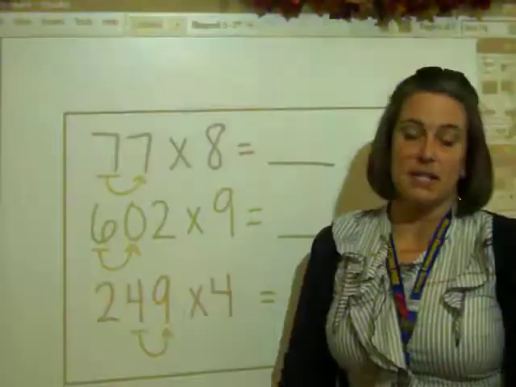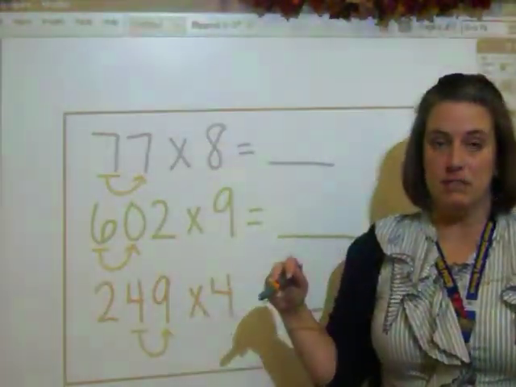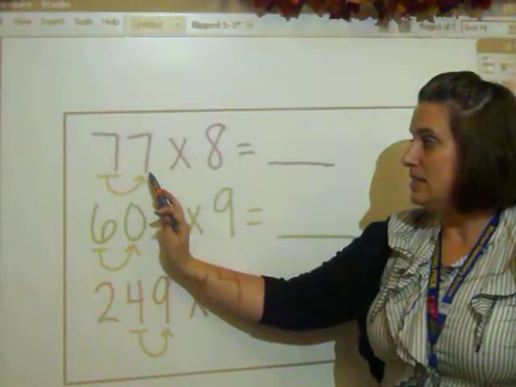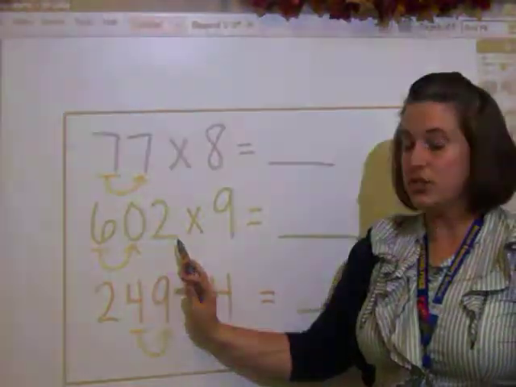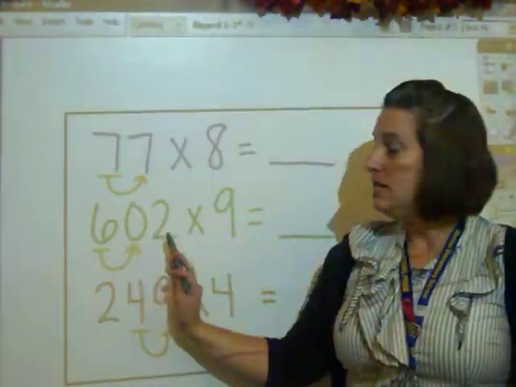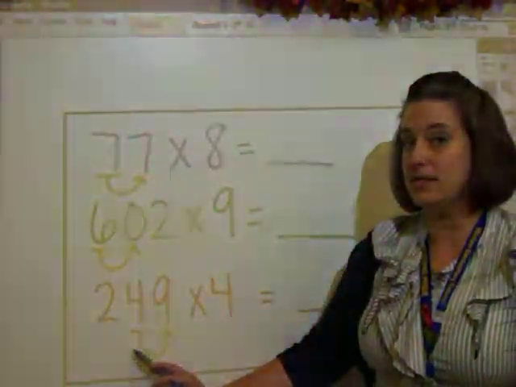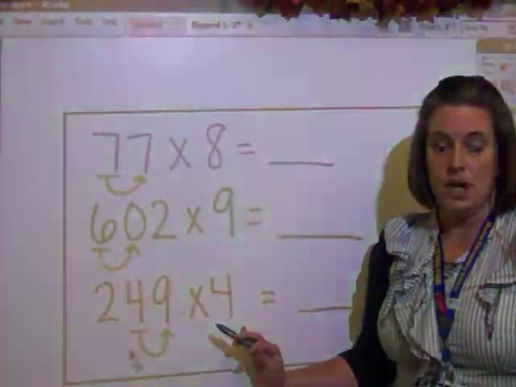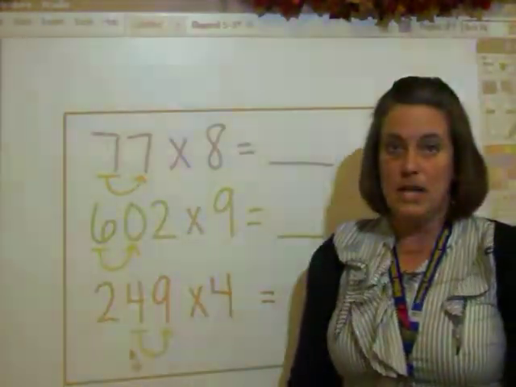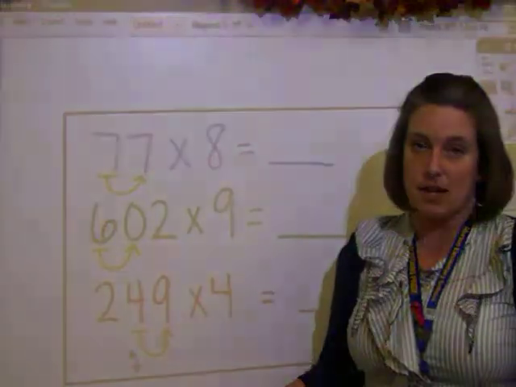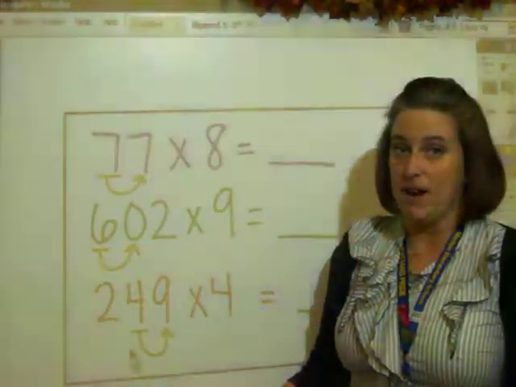Here are some problems I would like you to try on your own. I underlined the place value that you need to round to. 77 rounded to the nearest 10 times 8. 602 rounded to the nearest 100 times 9. 249 rounded to the nearest 10 times 4. Try those problems on your own. Go back and rewatch the video if you need to in order to help you solve these products. Then bring your notes to class tomorrow and we'll talk about what you were able to figure out.